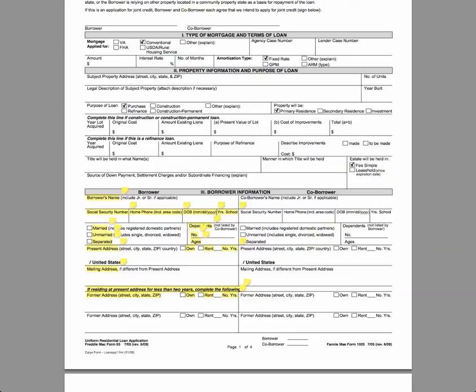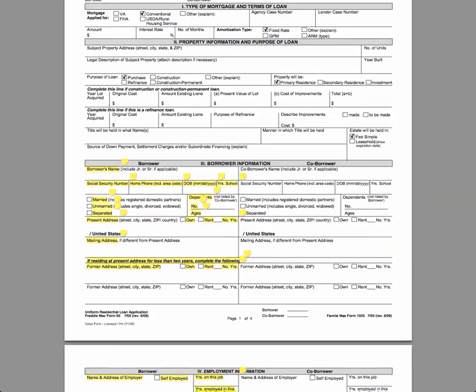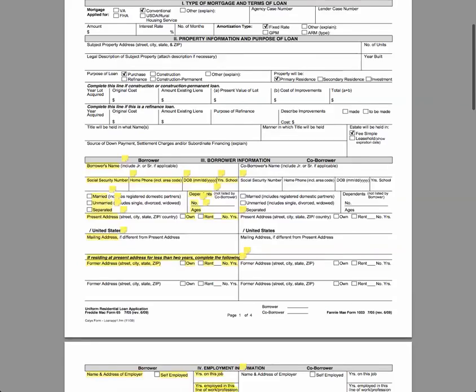By law, we're required to have 24 months of living history. So if you have been staying at a place for less than 24 months, we'll need to have the addresses for each of the places you've lived at during that time. If there's a co-borrower on the application, then you need to go ahead and put their information as well on the right-hand column of this.